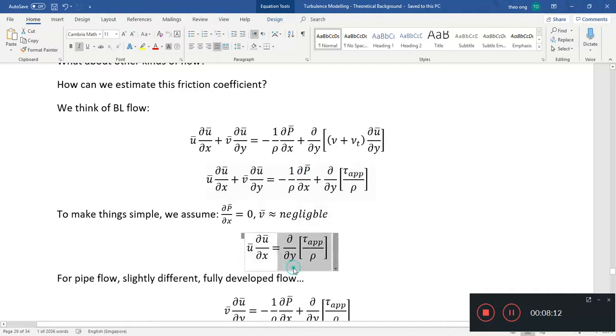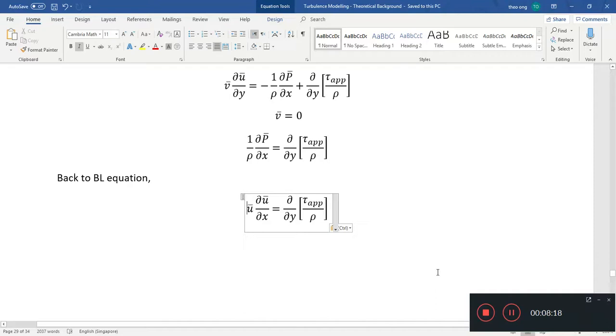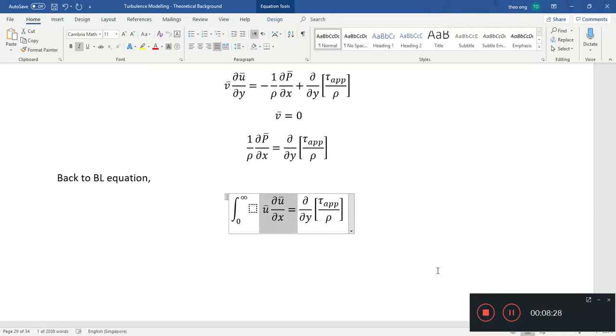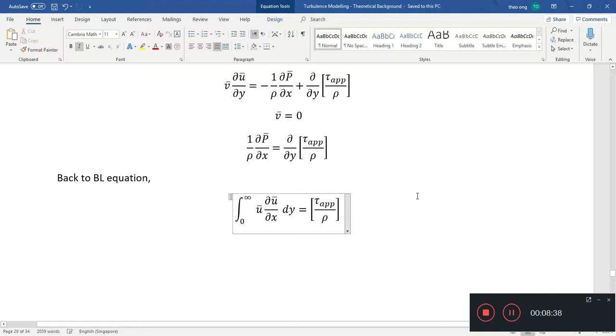Okay, so we'll get this, then we just have to integrate everything with respect to y. So integrate with respect to y. And why am I integrating from 0 to infinity? Okay. So this is basically just a force balance.